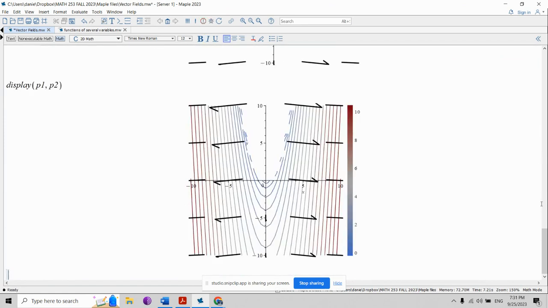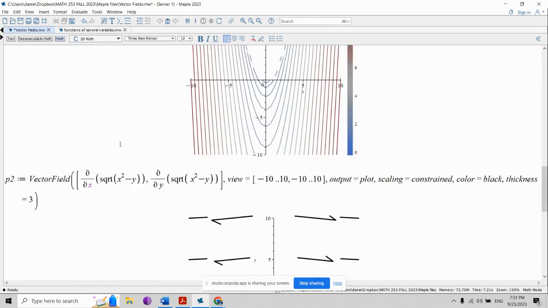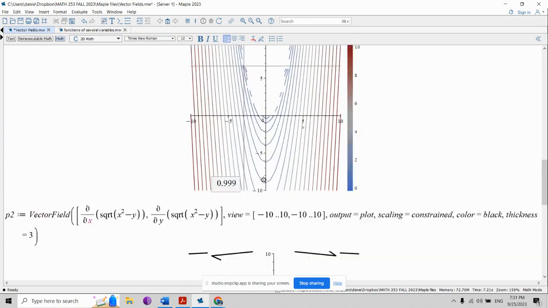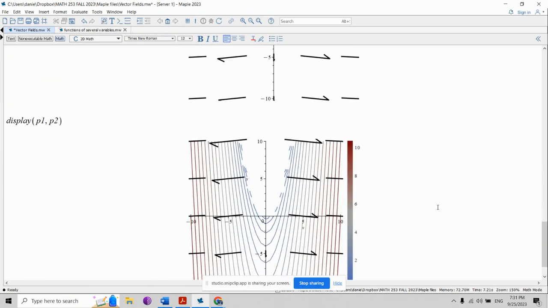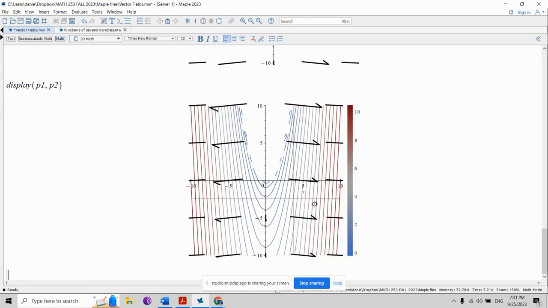I think it's pretty straightforward, right? Here the level curves are parabolas, basically. If you set this equal to a constant, you're going to end up with a parabola, and then the arrows will give the direction of the greatest change on those level curves.